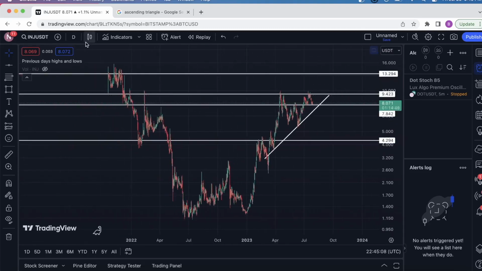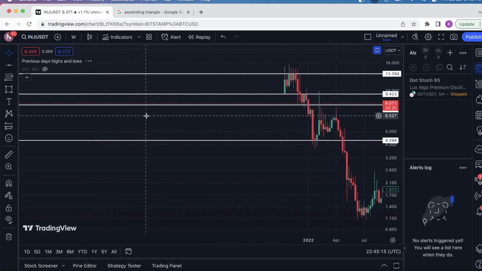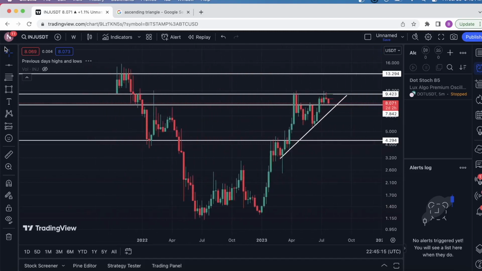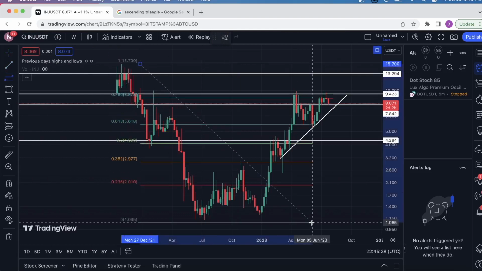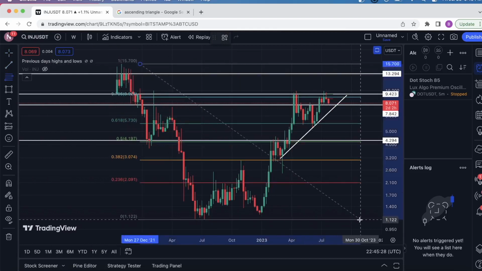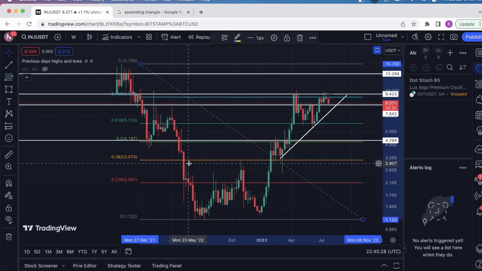Okay, so I'm going to switch back to the weekly, and I want to see how the Fibonacci retracement level lines up with the price action that we're seeing. I did the wrong one. Okay, Fibonacci tool. Let's draw from the top down to the bottom. And okay, the price was reacting off this.